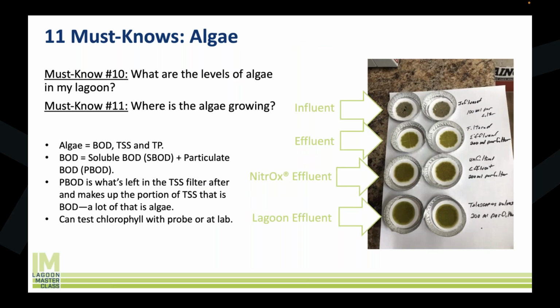The second way to test for it is to actually get an algae probe and test for what we call chlorophyll. And you can get these probes, they're not too expensive. Dip it in the water, it'll actually tell you a chlorophyll level. And we've been doing this a decent amount.